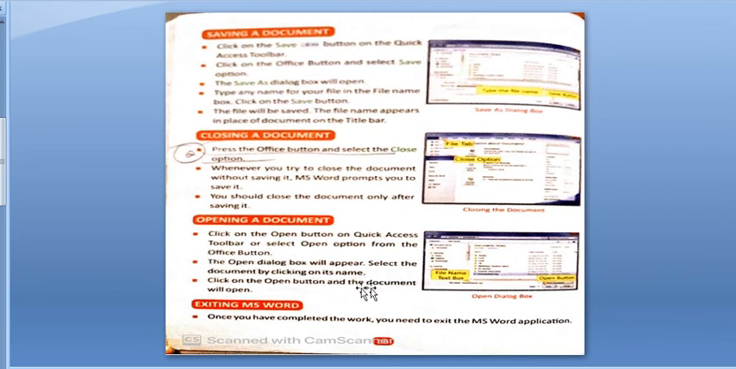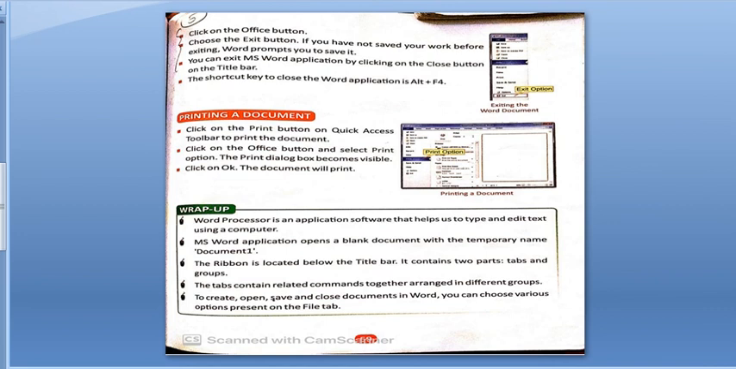Now opening a document. Click on the Open button on the Quick Access toolbar or select the Open option from the Office button. The Open dialog box will appear. Select the document by clicking on its name. Click on the Open button and the document will open. Now exiting MS Word.